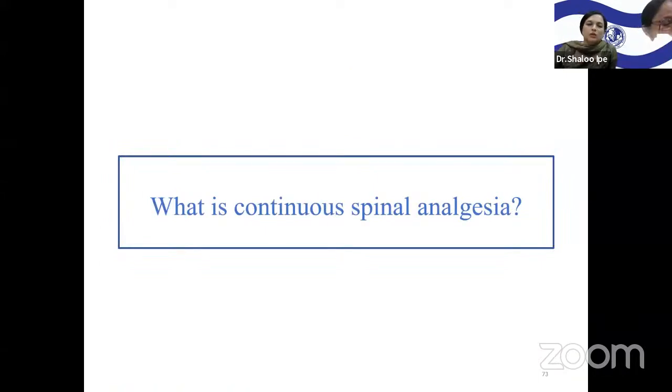What is continuous spinal analgesia? In continuous spinal analgesia, we place an epidural catheter or a 28 gauge microcatheter in the subarachnoid space, and we give a combination of local anesthetic and opioid as a continuous infusion. Usually, we can go with 0.0625 to 0.1% bupivacaine along with 2 mcg per ml fentanyl, or ropivacaine 0.08 to 0.1% with 2 mcg per ml fentanyl. But the infusion rates are low. If we are using a higher concentration, we go with a 1 ml per hour infusion, and if the lower concentration drug is used, we can go with a 3 ml per hour infusion.